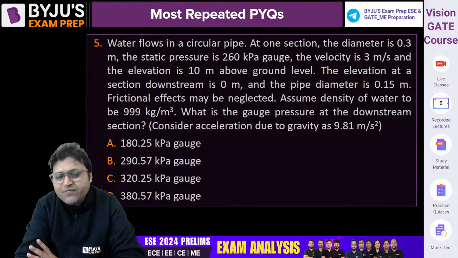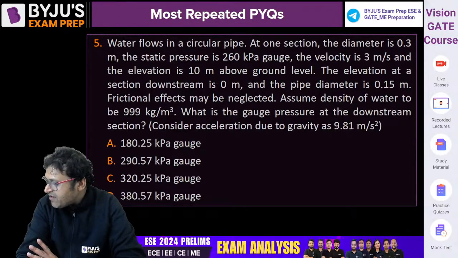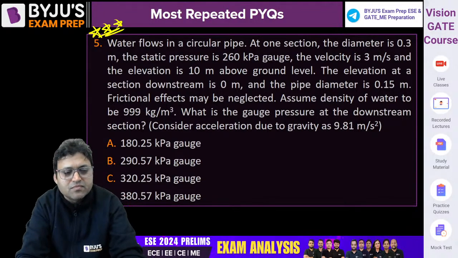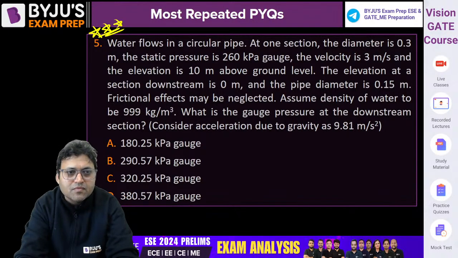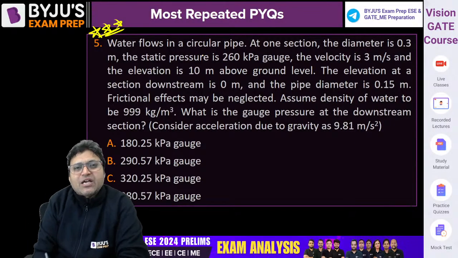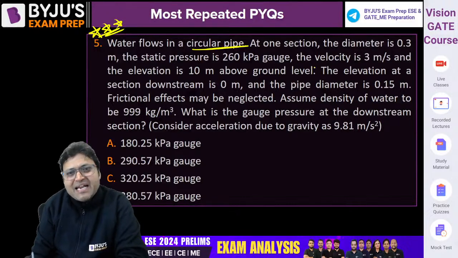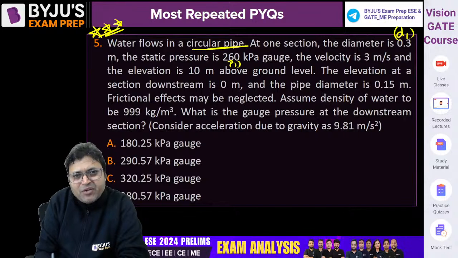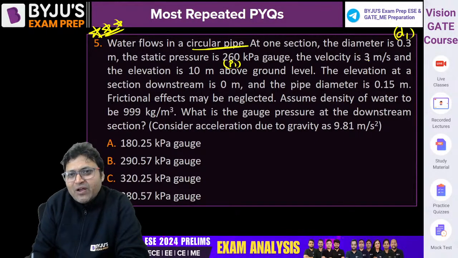Question number 5, on the screen. Again, wonderful question. Try to solve this. Water flows in a circular pipe. At one section, the diameter is 0.3 meter, that is, let us say D1. The static pressure, that is P1, is 260 kilopascal gauge. The velocity V1 is 3 meter per second.